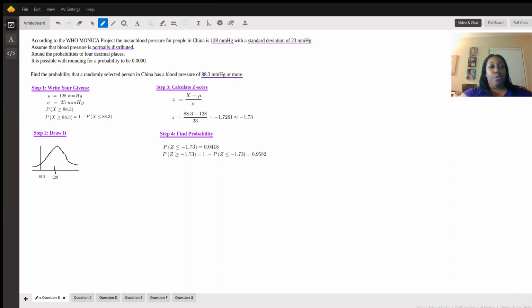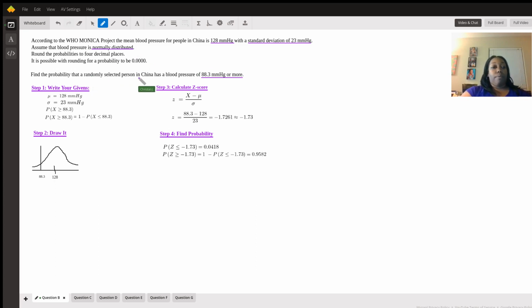Hi. So when we are working with a normal distribution or standardized scores or z-scores, and we have word problems like this, it's always important to underline the important elements of what we're going to take away from it. So in this particular word problem, we have the population mean of 128. We have the population standard deviation of 23. We are assuming that there's a normal distribution, which is good. That means that we will be using a z-score.